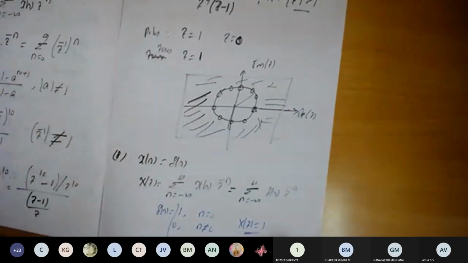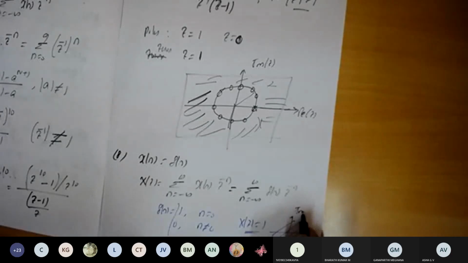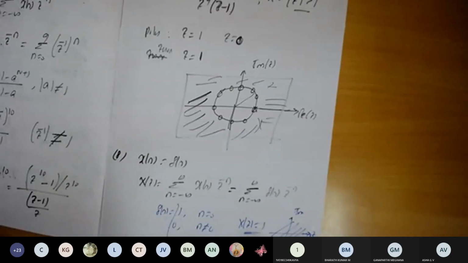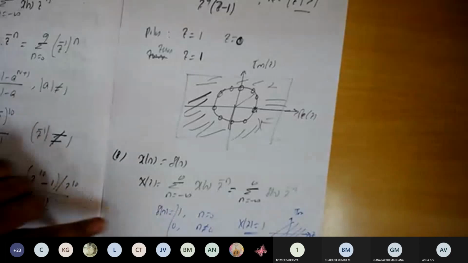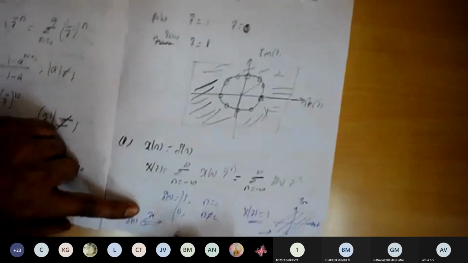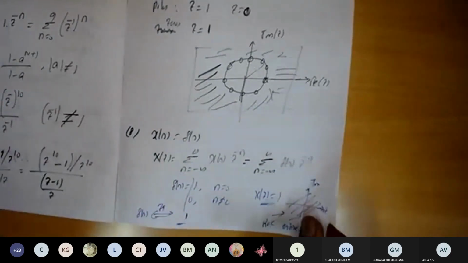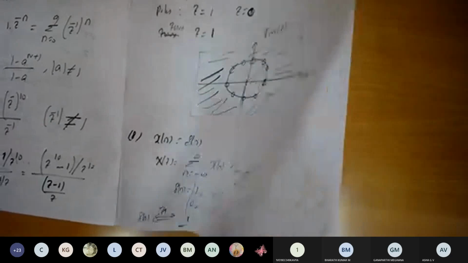The ROC for this one is the entire z plane, because there is no z term at all. This is the real part and this is the imaginary part. So this is the ROC, the entire Z plane is the ROC for delta of n. So we can say the Z transform of delta of n is equal to 1. Done.